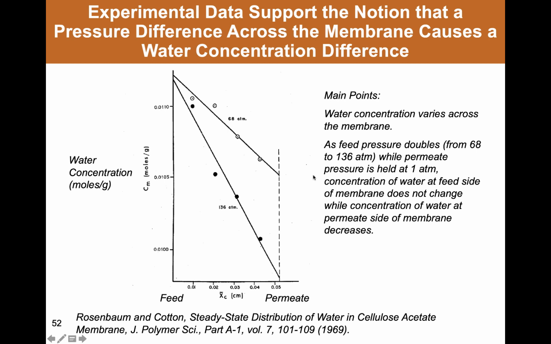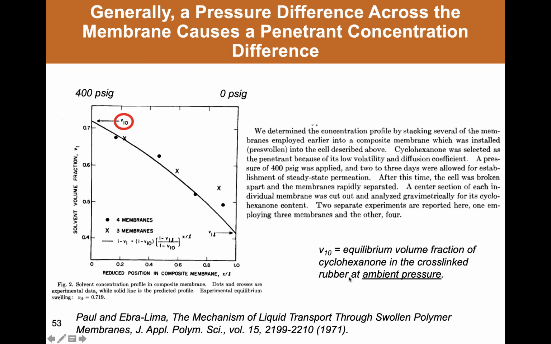And so we started last time talking about how we thermodynamically analyze this situation to understand this apparently counterintuitive result. That is, as you raise the pressure on the feed side of the membrane, the concentration of water on the permeate side drops. We see that this is not restricted to cellulose acetate and water.